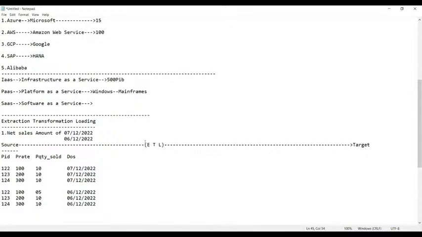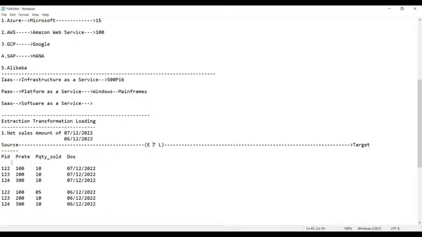So tell me now, what do you mean by extraction? Extraction is the process of pulling in the required data. ETL, that is nothing but, extraction is the process of pulling in the required data. So now, guys, pulling in the required data.